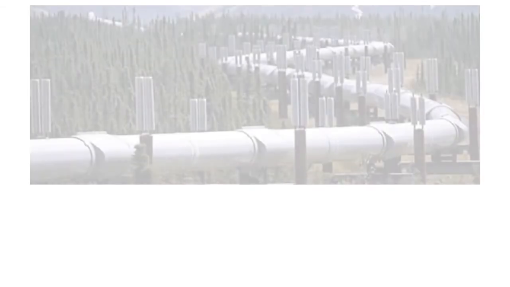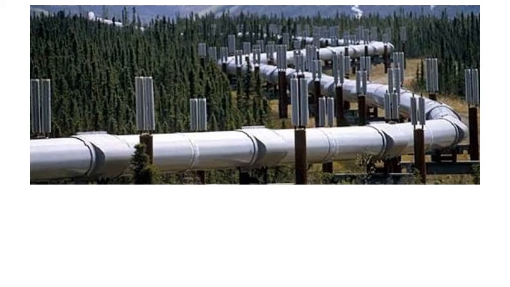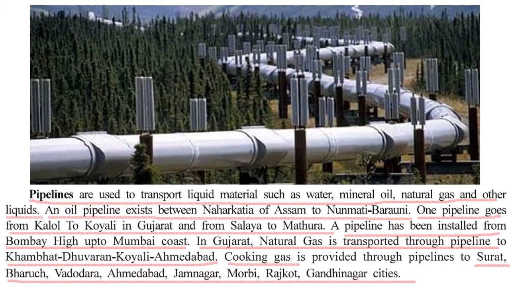Pipelines. As you can see, it is one of the methods of transportation. Pipelines are used to transport liquid material such as water, mineral oil, natural gas and other liquids. An oil pipeline exists between Nahar Katia of Assam to Barauni. One pipeline goes from Kalol to Koyali in Gujarat and from Salaya to Mathura. A pipeline has been installed from Bombay High up to the Mumbai coast. In Gujarat, natural gas is transported through pipeline to Khambat, Dhuwaran, Koyali and Ahmedabad. Cooking gas is provided through pipelines to Surat, Bharuch, Vadodara, Ahmedabad, Jamnagar, Morbi, Rajkot and Gandhinagar cities.